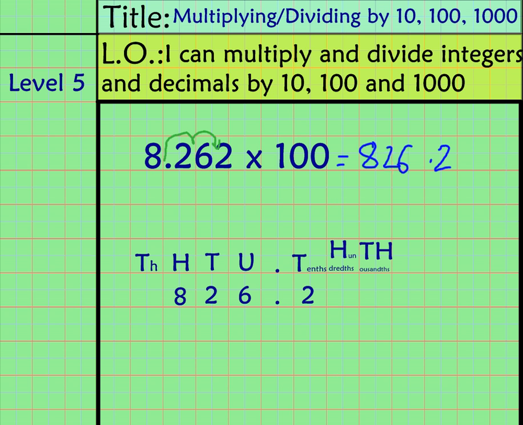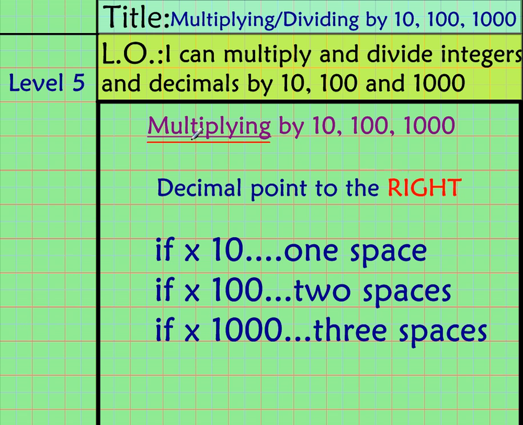So what we've actually got are a couple of rules. Okay, when we're multiplying by 10, 100, and 1,000, we move the decimal point to the right, and it's very important you remember this. Okay, we're making the numbers bigger, so we move the decimal point to the right, and if it's times by 10, move it one space. I always look at how many zeros there are. Look, if there's 1 zero, I move this one space to the right. 2 zeros, I move it two spaces to the right. 3 zeros, 3 spaces to the right.